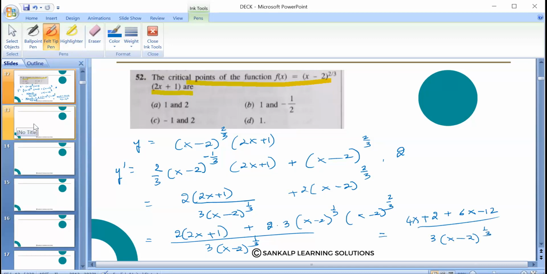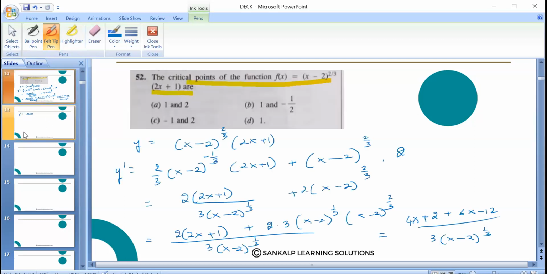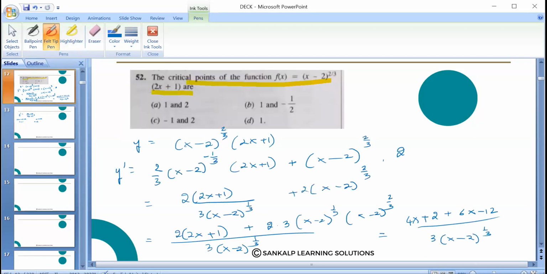Or y dash will be 10x minus 10 by 3 into x minus 2 power 1 by 3. So to get the critical points, you can take 10x minus 10 equal to 0 and x minus 2 equal to 0. So x equal to 1, x equal to 2. These are the critical points. Option A is the correct one.